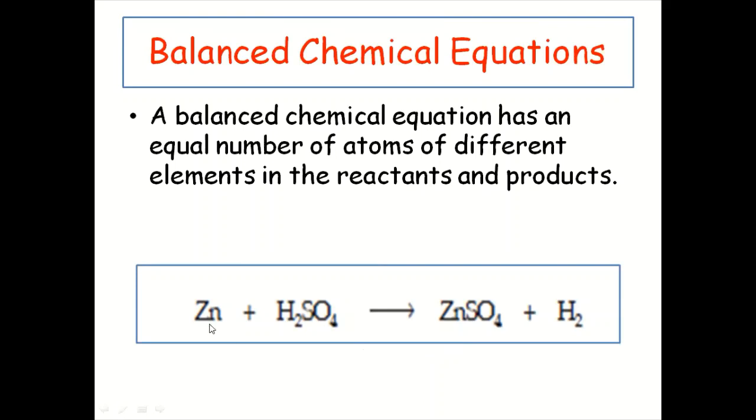So let's count. Number of zinc 1 in the reactant side, number of zinc 1 in the product side. Number of hydrogen 2 in the reactant side, number of hydrogen 2 in the product side also. Number of sulfur 1 in the reactant side, number of sulfur 1 in the product side as well. Number of oxygen 4 in the reactant side, number of oxygen 4 in the product side. So we can say that this reaction is a balanced chemical reaction. That means the number of atoms is the same in all the cases.